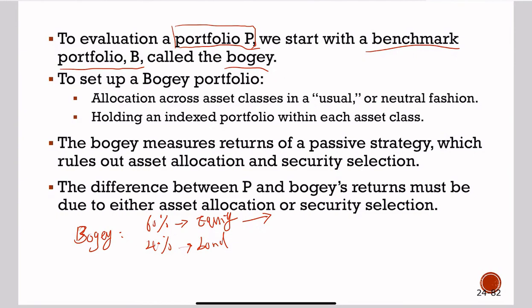So now I have decided to invest 60% into equity. I will only invest in the S&P 500 index portfolio. And then for the bond, I will invest in a bond index. Right? So let's say I will invest in the Barclays Aggregate Bond Index.